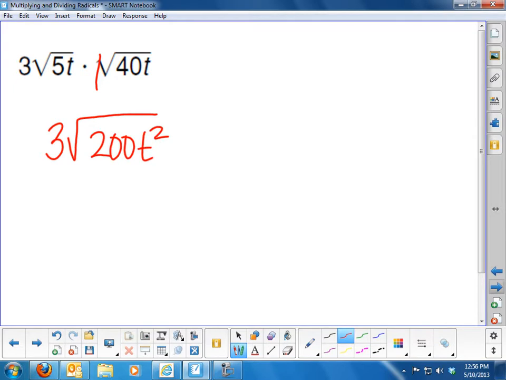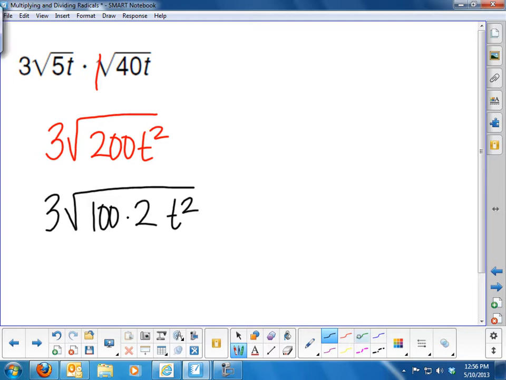Now let's simplify this a little bit. I have a 3 on the outside, 200. What perfect square multiplies to give us 200? That's 100 times 2. Yes, 25 times 8 is 200, but 25 is not the largest perfect square. So remember that we want the largest one. So I have 100 times 2, and then I have my t squared. Now I'm going to circle what my perfect squares are. That's 100 and t squared. Now I can simplify those.